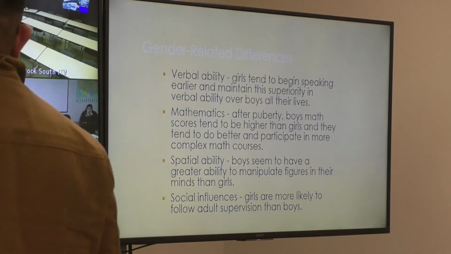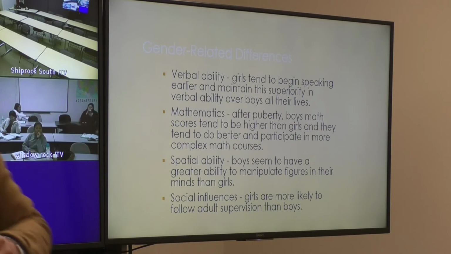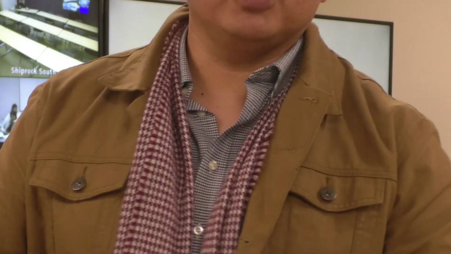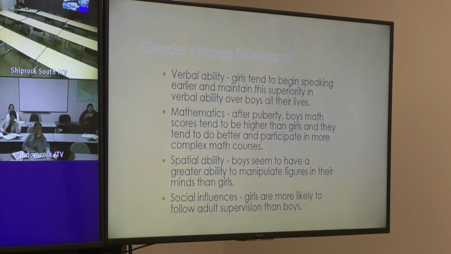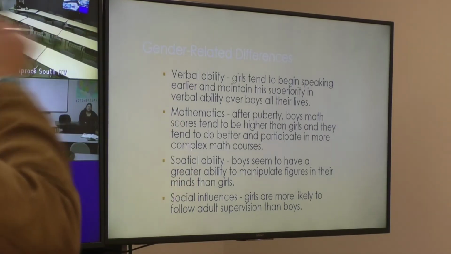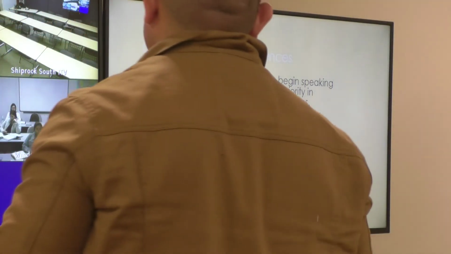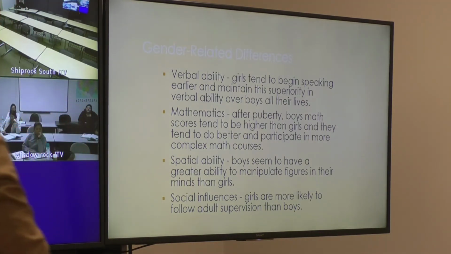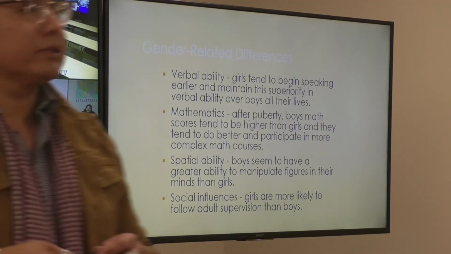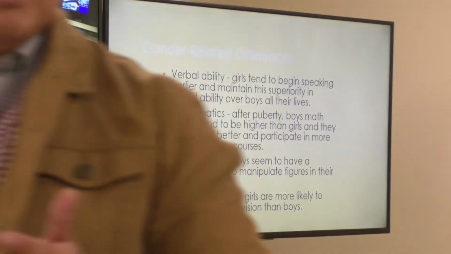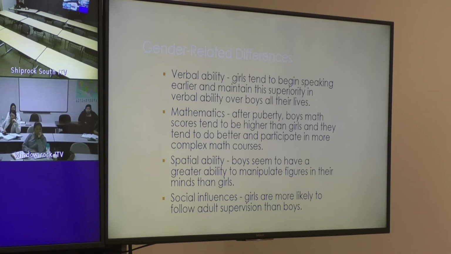Verbal ability, girls tend to begin speaking earlier and maintain the superiority in verbal ability over boys all of their lives. So initially, female individuals will always be superior in terms of verbal and verbiage and all of these different things. Why? Because study says so. Mathematics. After puberty, boys' math scores tend to be higher than girls, and they tend to do better and participate more in complex math problems. Sorry. Spatial ability. Boys seem to have a higher ability to manipulate figures in their minds than girls. Social influences. Girls are more likely to follow adult supervision than boys. That's the reason why male individuals are consistently getting thrown where? In jail a lot versus females.